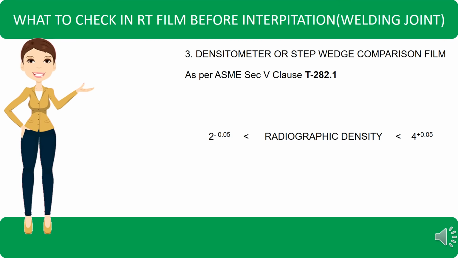The third factor is densitometer or step wedge comparison film. These devices are used to detect the density of radiographic film and to evaluate defects, like inadequate reinforcement. As per ASME Sec V T-282.1, the density limitation of radiographic film would be minimum 2 and maximum 4. Note: for further conditions, go through the above mentioned clause.